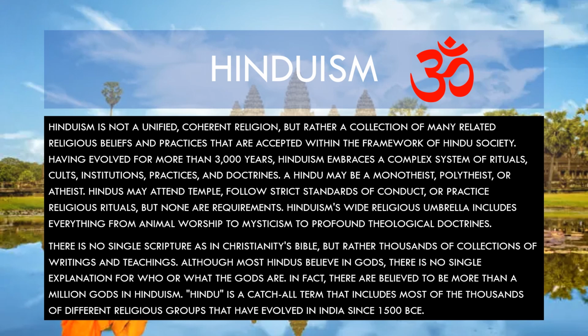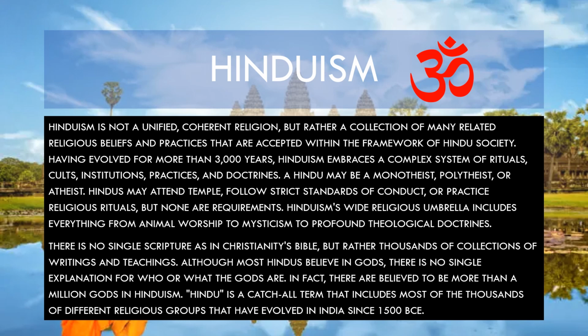Hinduism is not a unified, coherent religion, but rather a collection of many related religious beliefs and practices that are accepted within the framework of Hindu society. Having evolved for more than 3,000 years, Hinduism embraces a complex system of rituals, cults, institutions, practices, and doctrines. A Hindu may be a monotheist, polytheist, or atheist. Hindus may attend temple, follow strict standards of conduct, or practice religious rituals, but none are requirements.